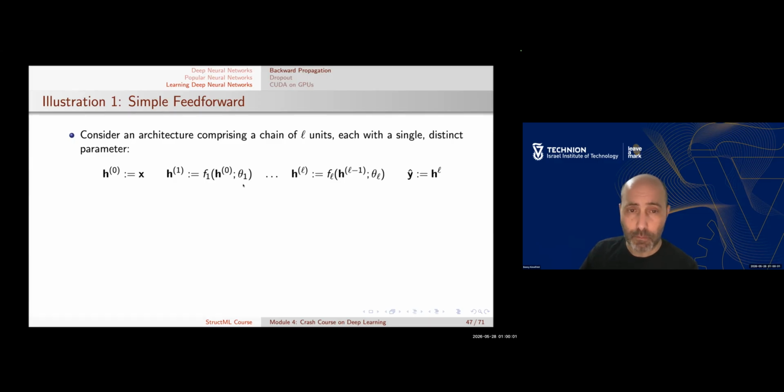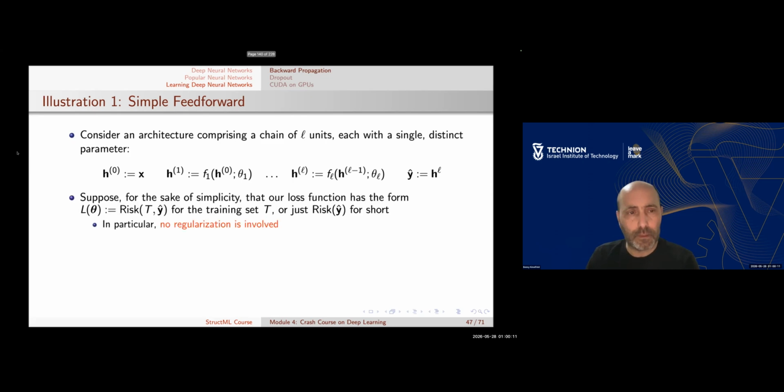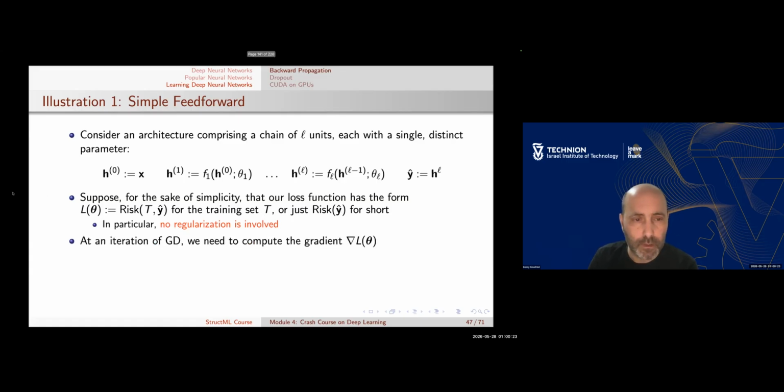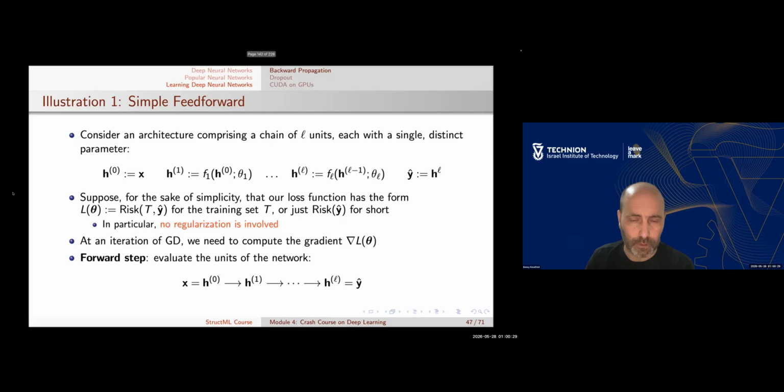So h_i will have the parameter theta_i, a single number, a single parameter. And y is simply the last layer. Very simple network. And we assume that there is no regularization. Loss is simply the risk on the training set T, and we write it simply as a risk of y. And then we need to compute the gradient of the parameters with respect to the loss.